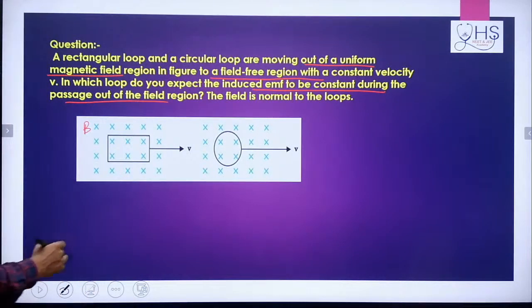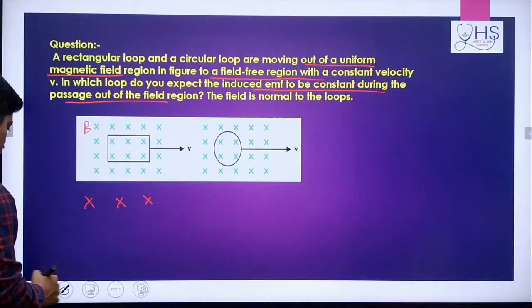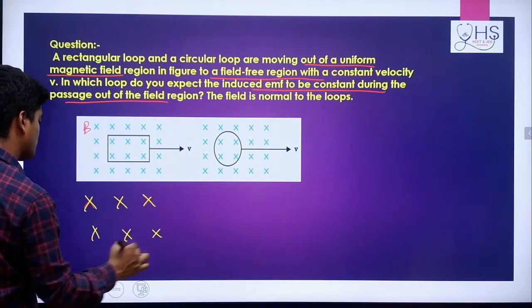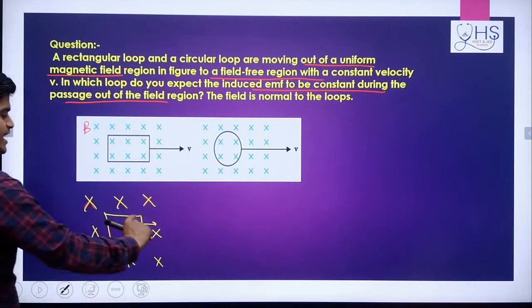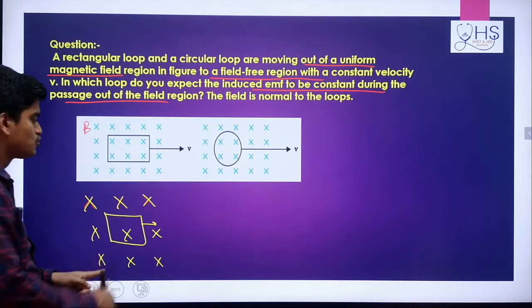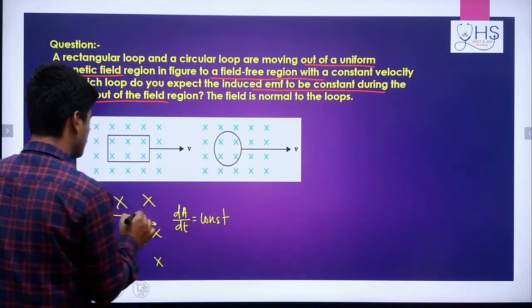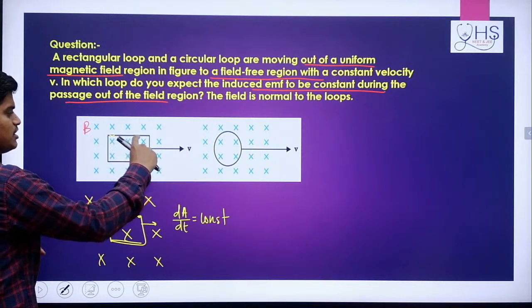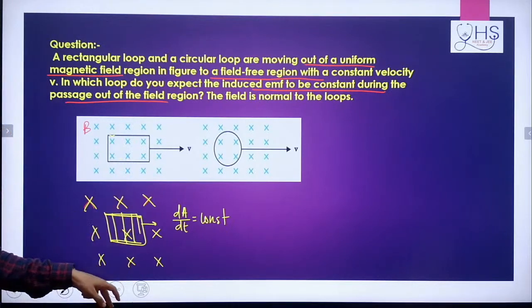Okay, now listen. Here the magnetic field is like this. A cross magnetic field means an inward magnetic field. Now when the rectangular loop comes out, its area comes out, and that area with respect to time will not change. So dA by dt, the area change with respect to time, will be constant, because this shape is only coming out and this side will always be constant here. Between a rectangle, this distance is always constant.